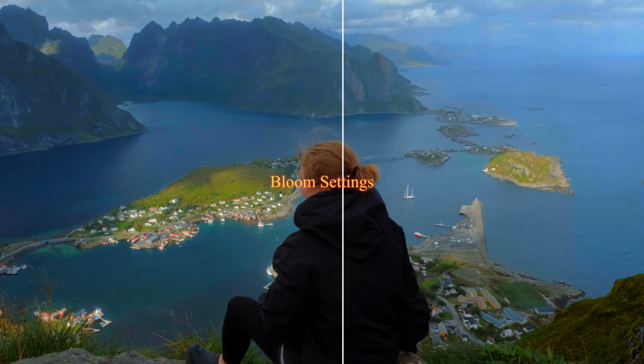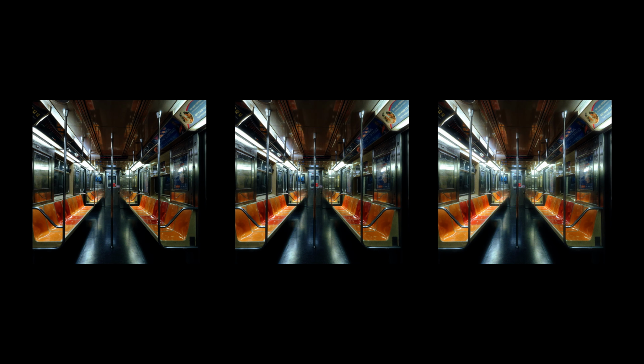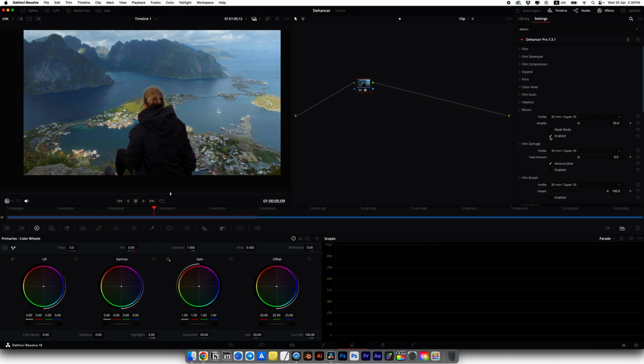Move to bloom. Bloom adds a soft glow or haze around bright areas, a classic vintage look. Traditionally it was achieved with optical filters, specialty lenses or small format film. You can choose between 8mm, 16, 35 and 65mm again, or customize it fully. For this one I'll choose 16mm because I like how it looks.